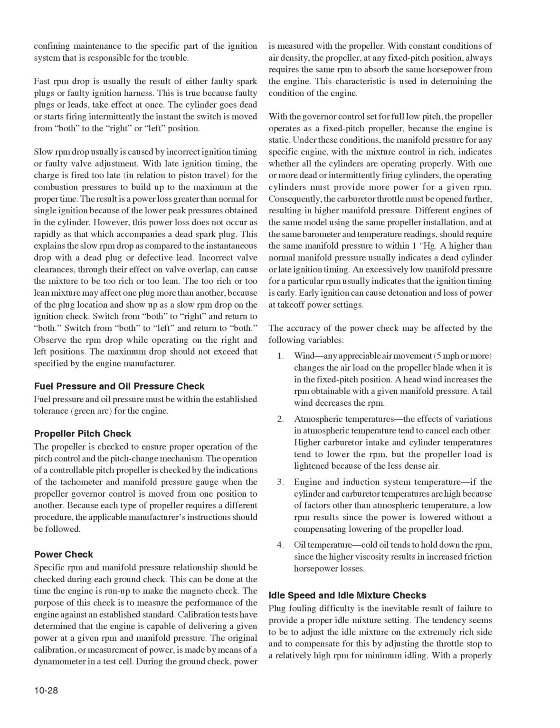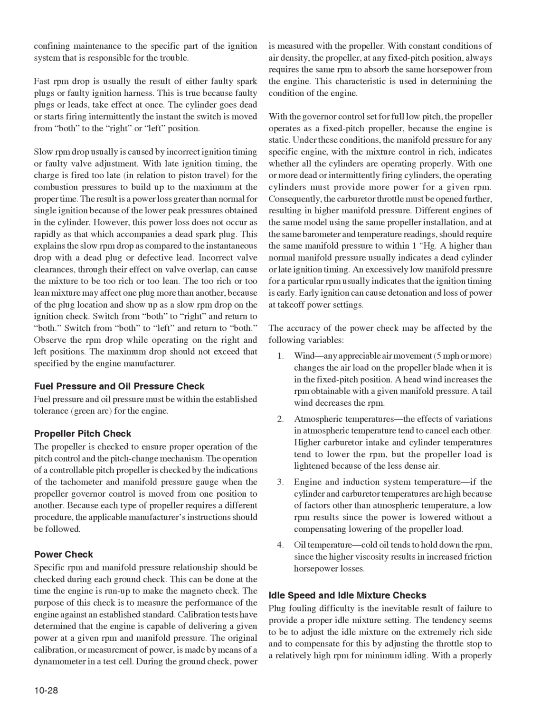Switch from both to right and return to both. Switch from both to left and return to both. Observe the RPM drop while operating on the right and left positions. The maximum drop should not exceed that specified by the engine manufacturer. Fuel pressure and oil pressure check. Fuel pressure and oil pressure must be within the established tolerance, green arc, for the engine.